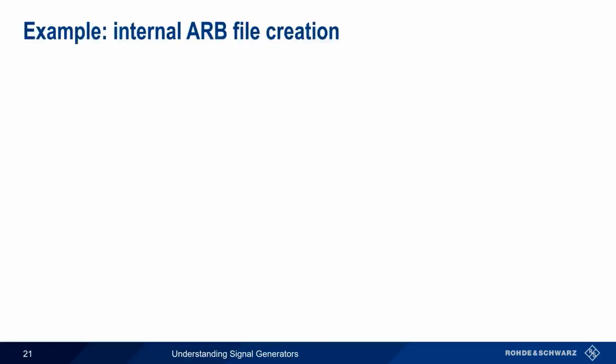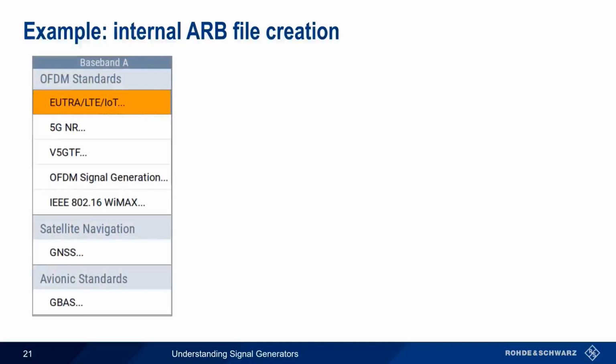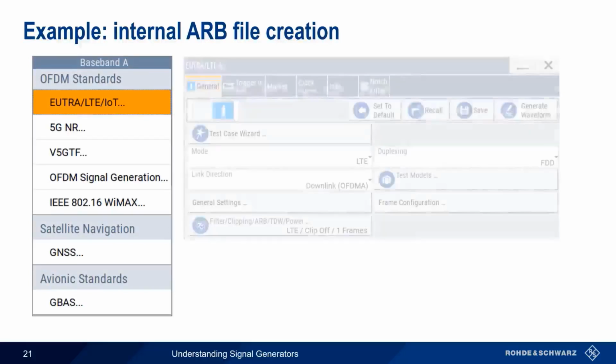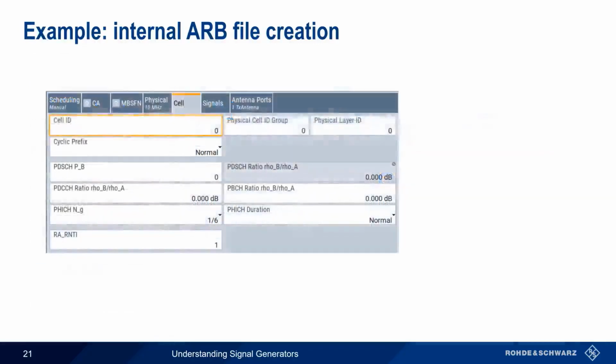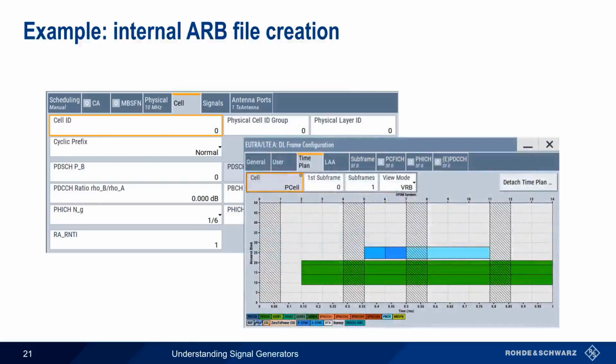For our example, let's say that we wanted to create an LTE downlink signal. On our generator, we would simply select LTE from the list of available baseband modulation types, and then use a simple graphical user interface to specify the general parameters: uplink or downlink, FDD or TDD, etc. Additional dialogues allow us to configure the characteristics of our signal, as well as to define the contents of our transmitted frame and subframes in whatever level of detail is desired.